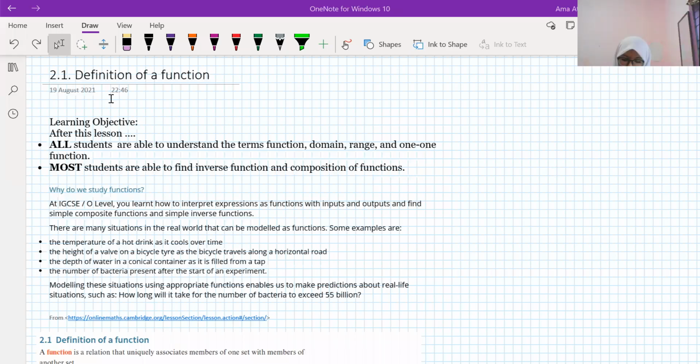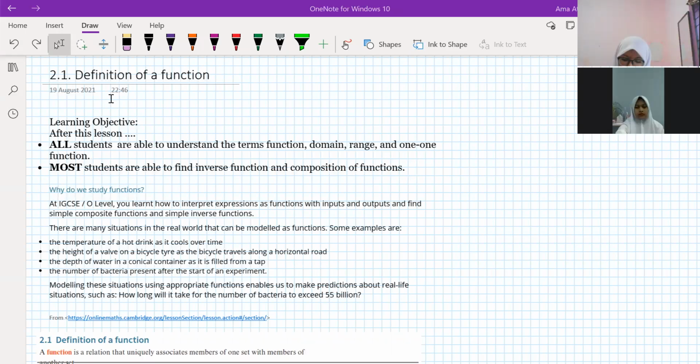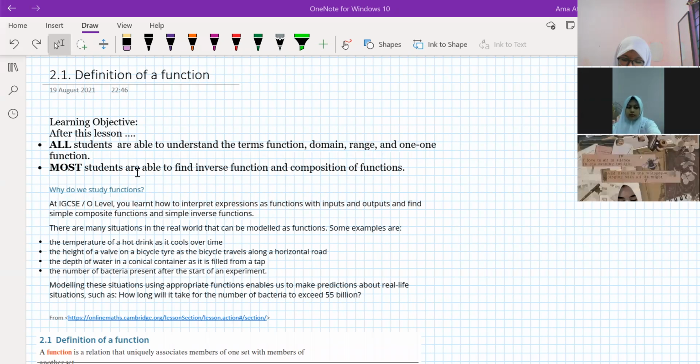Okay. So today we will study the second chapter in Cambridge IGCSE Pure Mathematics 1. It is about functions. And for the first lesson, we will take a look at the definitions of functions.